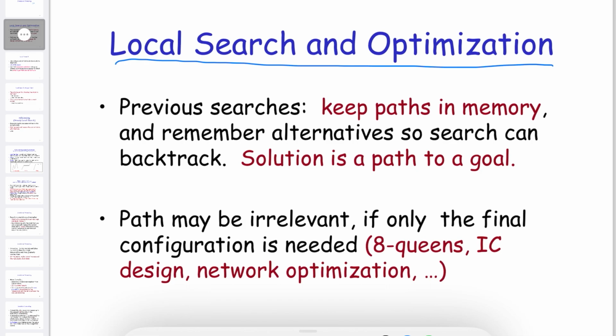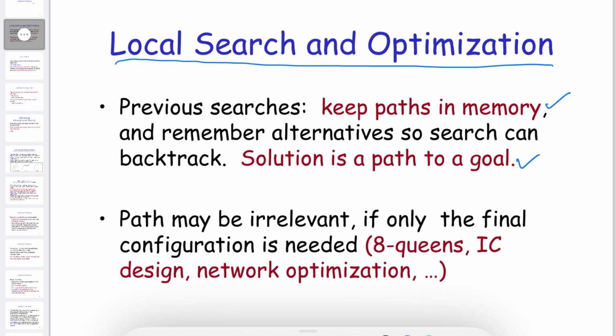First, you keep the paths in memory. As you travel using this algorithm, you keep on storing all the existing paths in memory, or what we generally call a history. And remember alternatives, so the search can backtrack. The solution to a path is a goal. That means if you reach the goal, that will be the solution. Till you reach the solution, you have to keep on tracking the existing path that you have traveled. So these are called the previous searches.